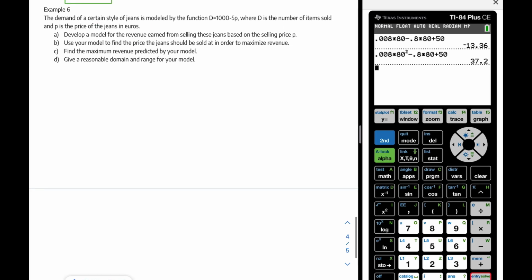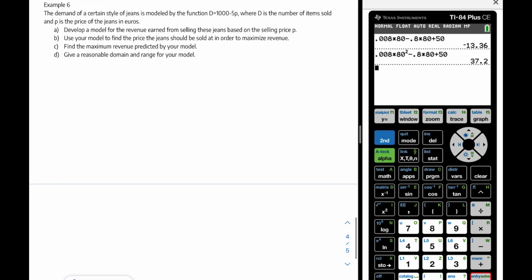Example 6. The demand of a certain style of jean is modeled by this function, where D is the number of items sold and P is the price of the jeans in euros. Develop a model for the revenue earned from selling these jeans based on the selling price. So for this question, we have to think about what revenue means. Revenue is going to be how much money we're making, right? So for the revenue, it's going to be the number of jeans we have times the price of each of these jeans. And that's going to be our revenue.